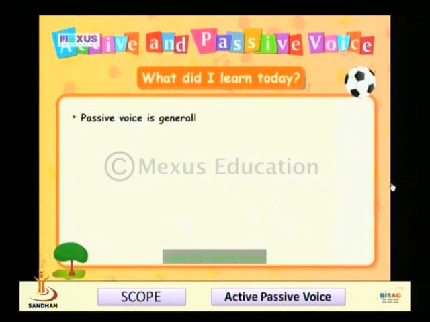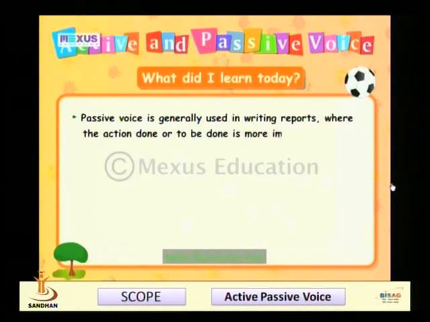Passive voice is generally used in writing reports, where the action done or to be done is more important than the agent.